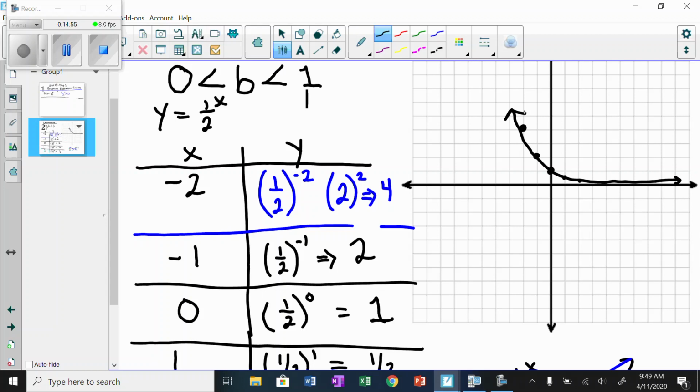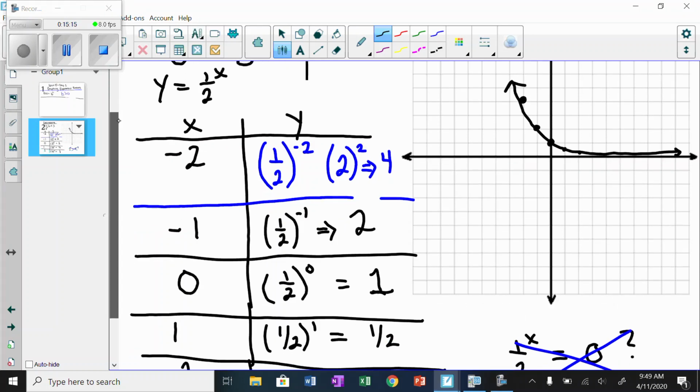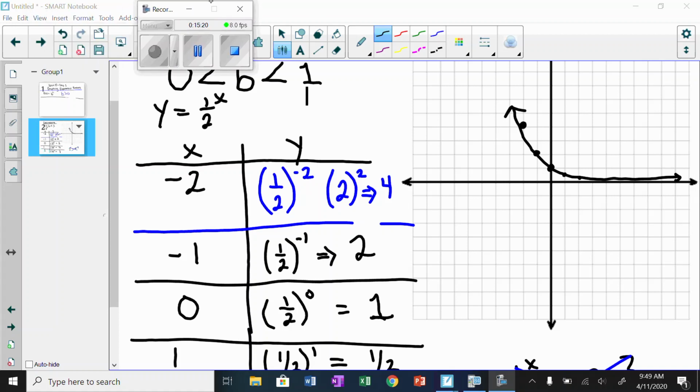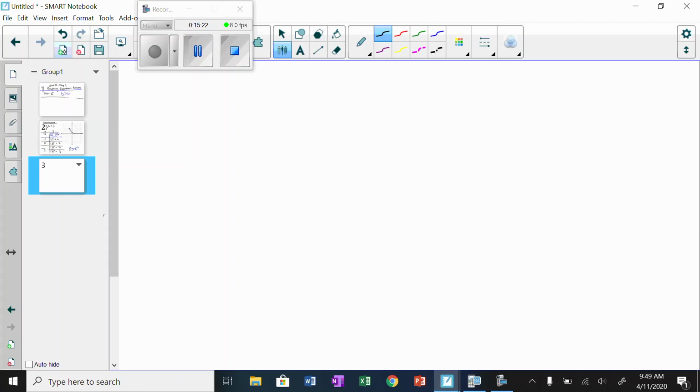Okay, so now we know that when b is greater than 1, we're going to be increasing. When we're between 0 and 1, we're going to be decreasing. There's some vocabulary we want to talk about. Let me just get to a new page. Okay, let's talk about our key points.